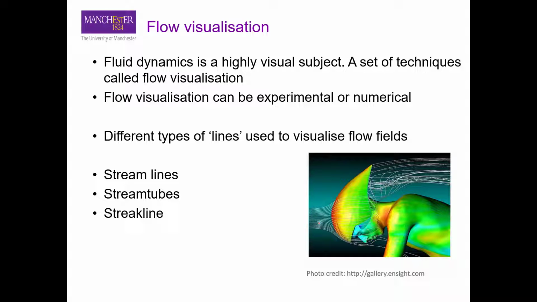Okay. So these lines that we use to visualize the flow, we can have different types of these lines. So we have streamlines that is shown here. We can have stream tubes, and we can have streak lines. So let's have a look at what these different lines mean in terms of visualizing a fluid.